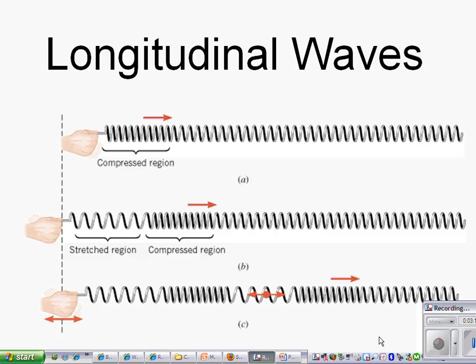Now we're going to look at a longitudinal wave. And a longitudinal wave is a wave where the hand is moving back and forth. You'll see this arrow showing the hand moving back and forth. And you have areas of compression right here, and then behind it you'll have areas of expansion, the stretched region. So one wavelength would be from one expansion to the next expansion, or one compression to the next compression. Just like previously, it would have been from one trough to the next trough, or from one crest to the next crest.